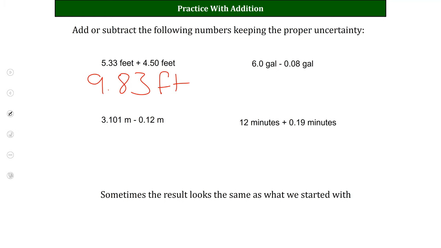We have 6.0 gallons minus 0.08 gallons. What's our calculator answer? 5.92. 5.92 what? Gallons. And what do we need to do for rounding? We have plus or minus a tenth on the 6.0, so our answer could be off by a tenth. So we need to round to the tenths place. So 5.9 gallons.